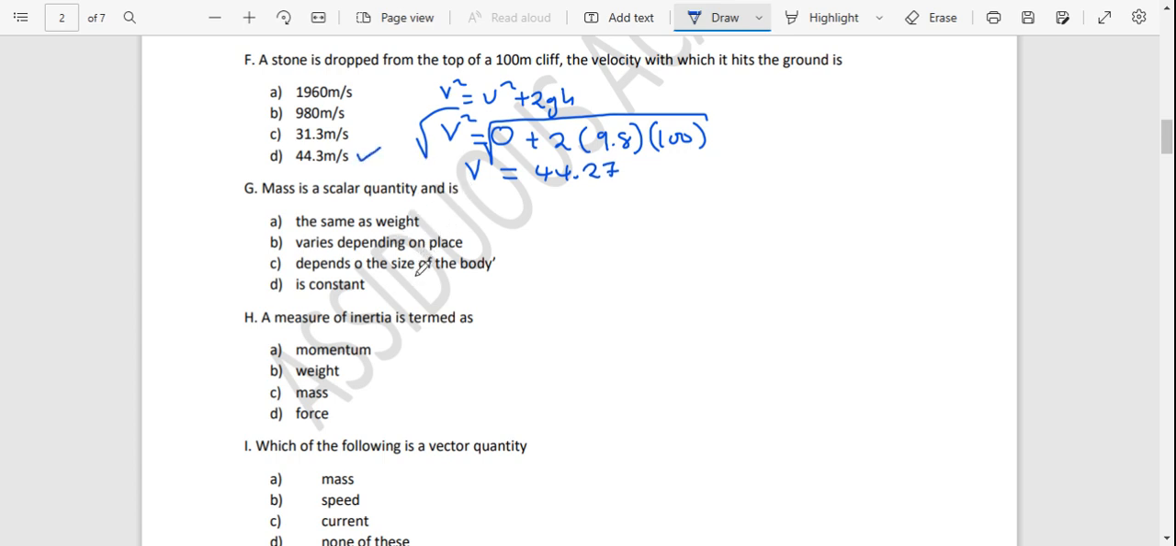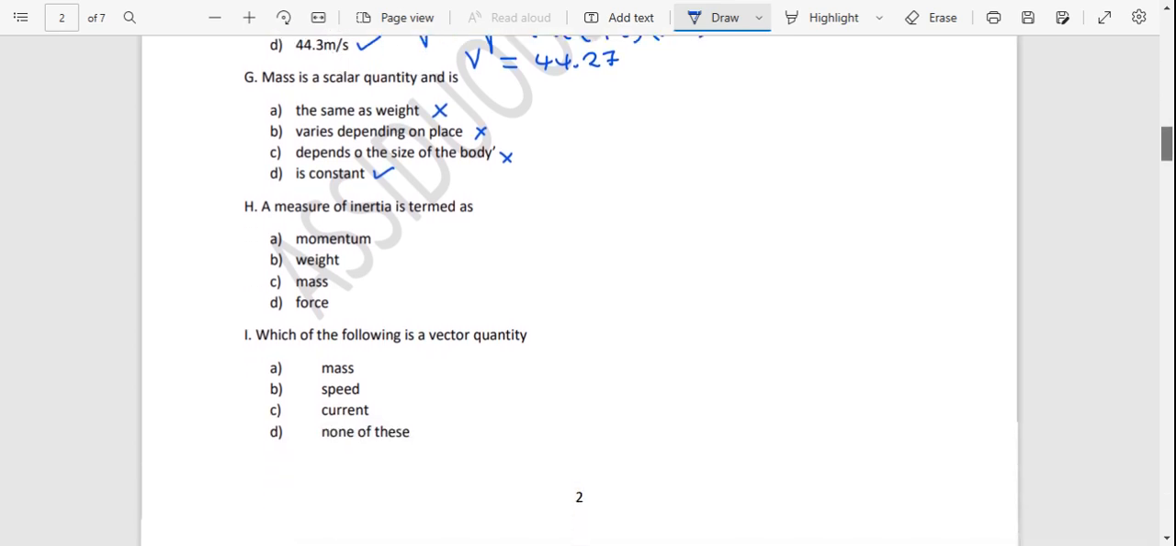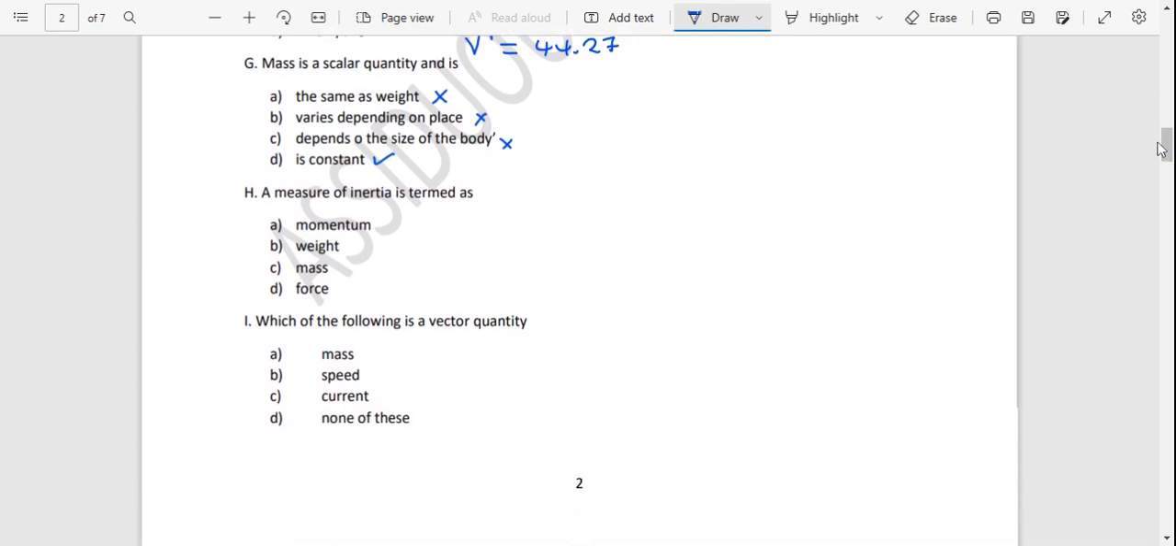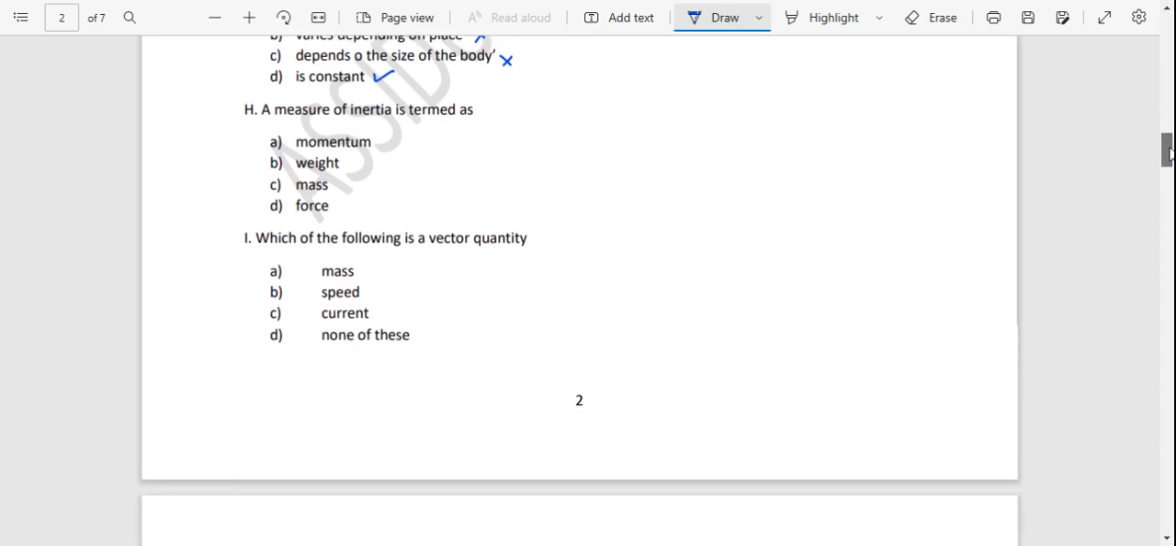Mass is a scalar quantity and is the same as weight. Now we know that weight is mass times gravity. Varies depending on the place. We know it is only weight which depends on the place, otherwise mass is constant. Depends on the size of the body? Not really. Mass is constant. So mass doesn't depend on the size of the body, because you can have a very small object which is 1 kg, and you can have a very big object which is also 1 kg.